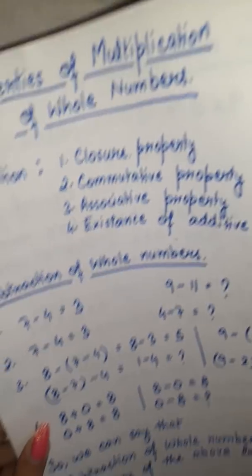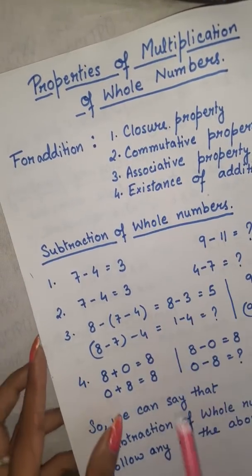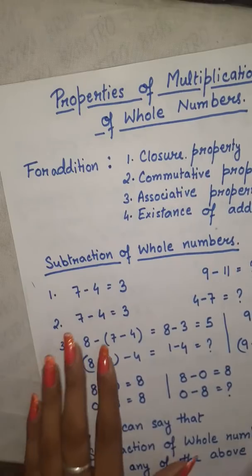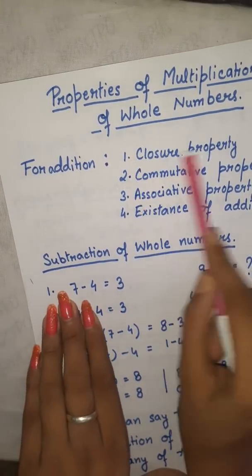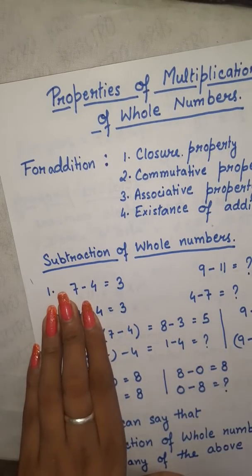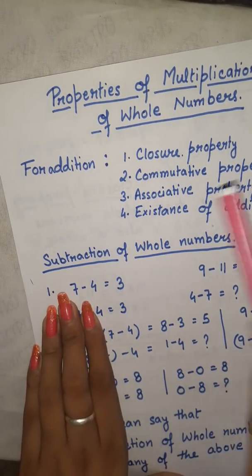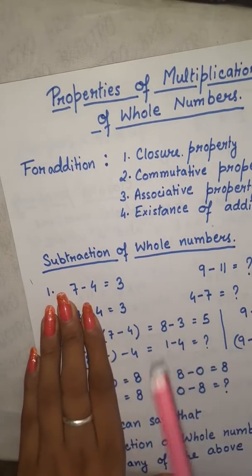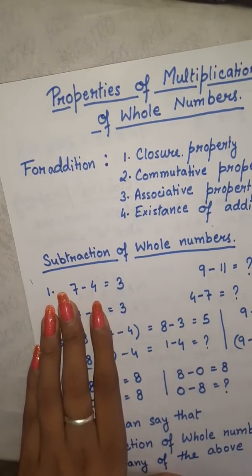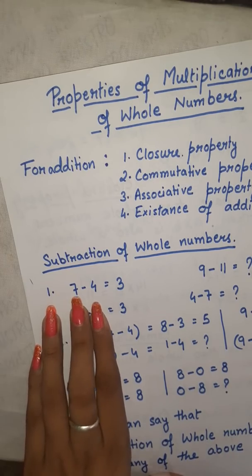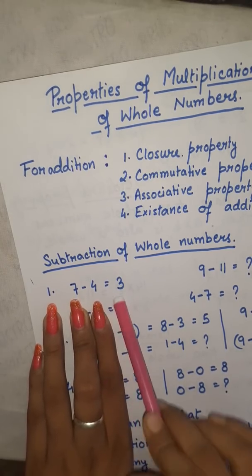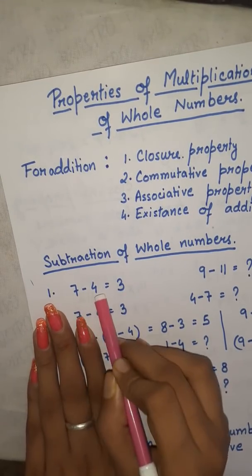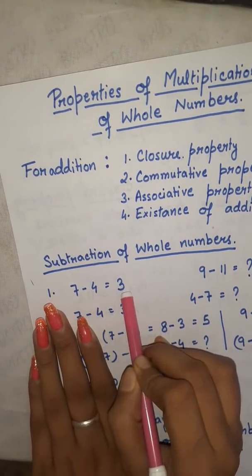Let us find out if these all 4 properties are followed by subtraction or not. Okay, let us take examples. 7 minus 4. If we want to define the closure property under subtraction, then what we need to do? If you take any two whole numbers, then on subtraction you should get a whole number. Correct? I have taken two whole numbers, 7 and 4. These two are whole numbers, so 7 minus 4 we are getting 3.